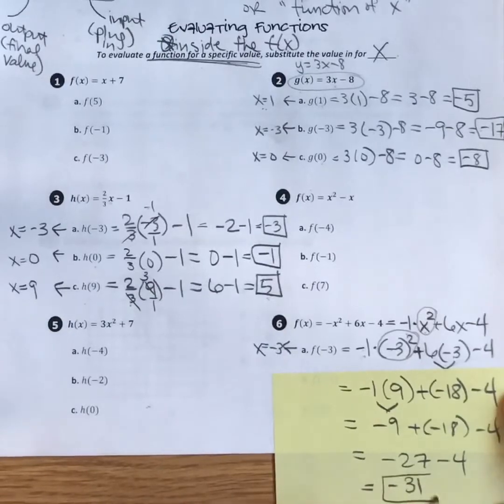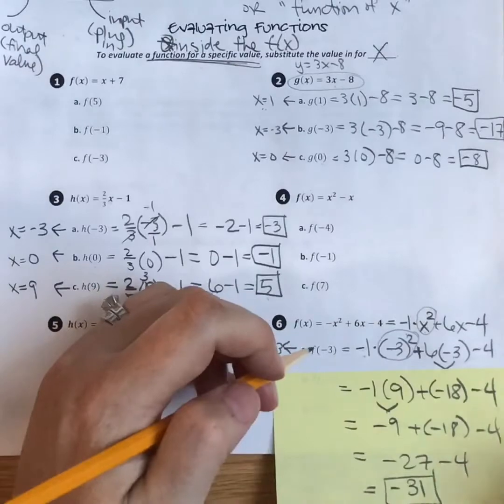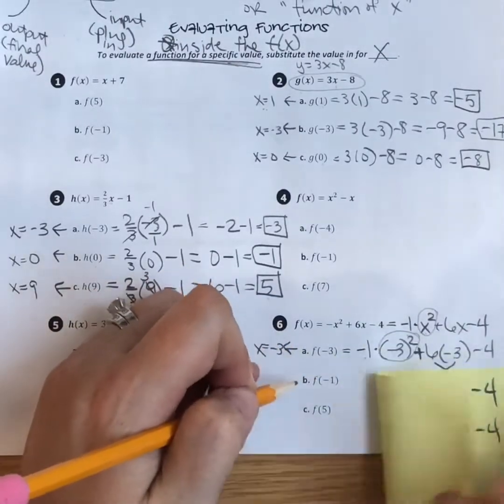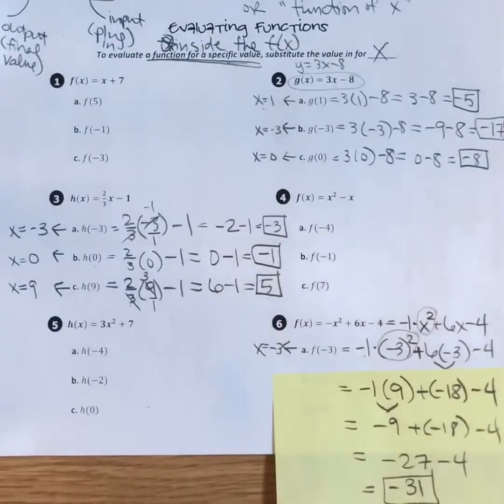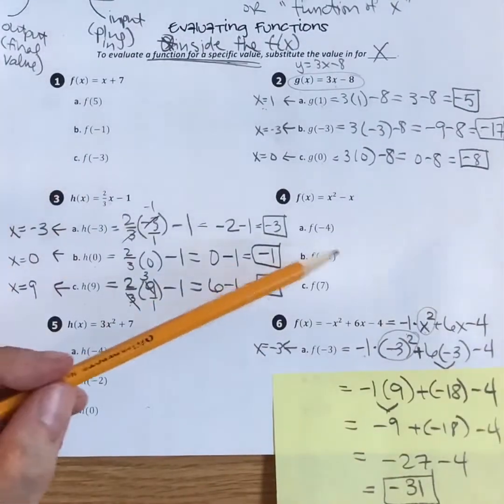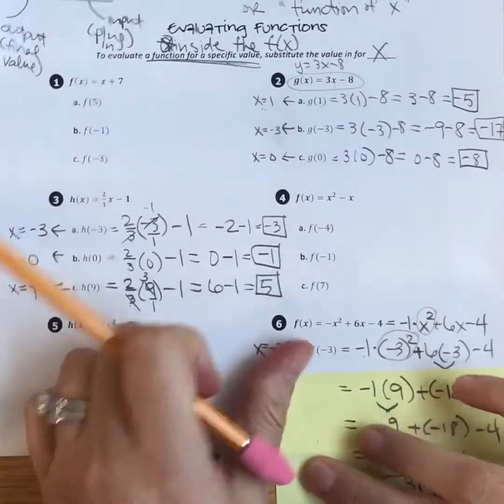-31. There we go. Okay, so that's for part A. I actually want you to do part B and part C on your own. So pause the video and I want you to do 1, 4, 5, and then 6, B and C.